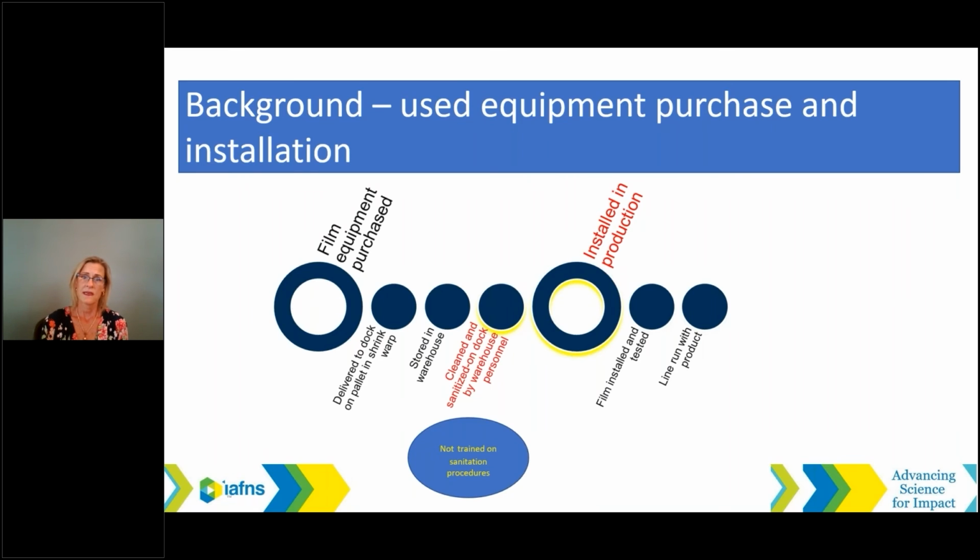What the plant did is, when they got the equipment, they purchased it. It came on a pallet, sat on the loading docks, and sat in storage for a while. Before production, the plant warehouse individuals cleaned the film equipment, and then it was installed into production. Next slide, please.